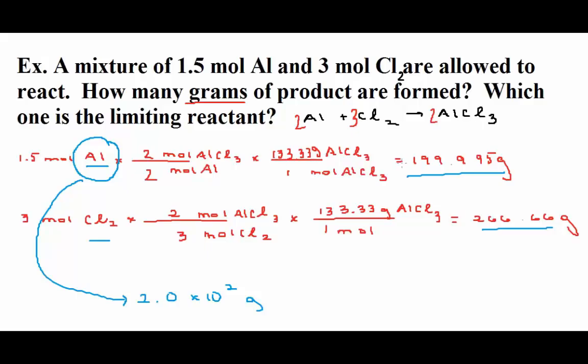The whole point of these problems, they're extremely similar to what we worked on before. The only difference is that now you're creating two different amounts of products. The one that forms the least amount of product is the one that limits the product, meaning it is your limiting reactant, and therefore that is how much can actually be produced. Even though chlorine could make a total of 266 grams, it doesn't matter because aluminum is already used up, and therefore no more aluminum chloride can be produced.